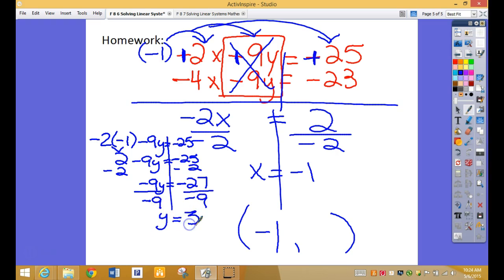Our y equals what? A +3. Like I told you, in your homework today, you will get all whole number answers. No fractions or decimals, or you did something wrong. Okay, so pages 3 and 4 in your homework today.